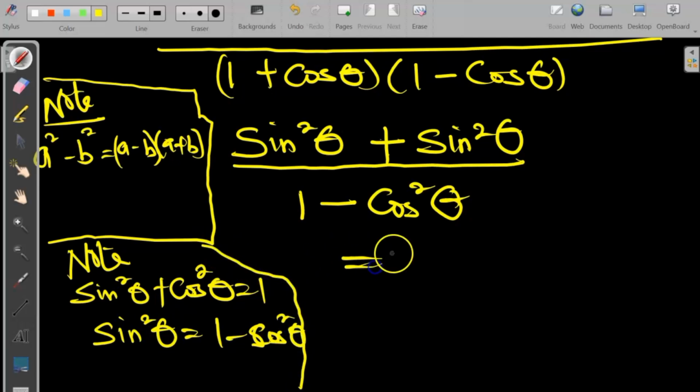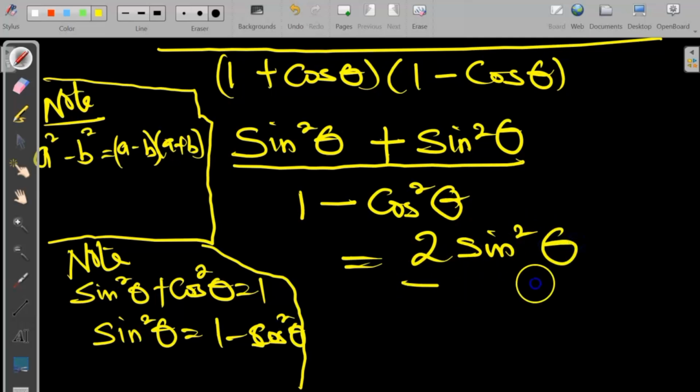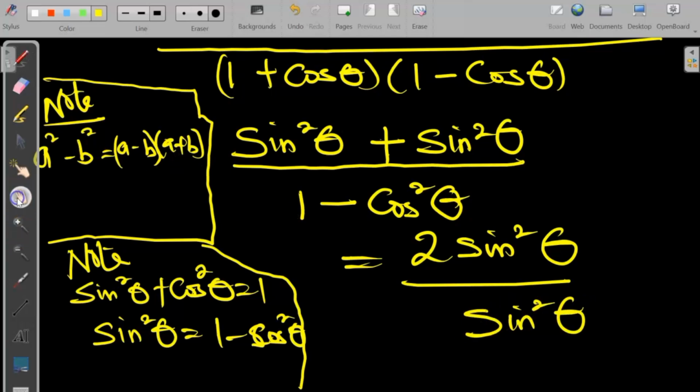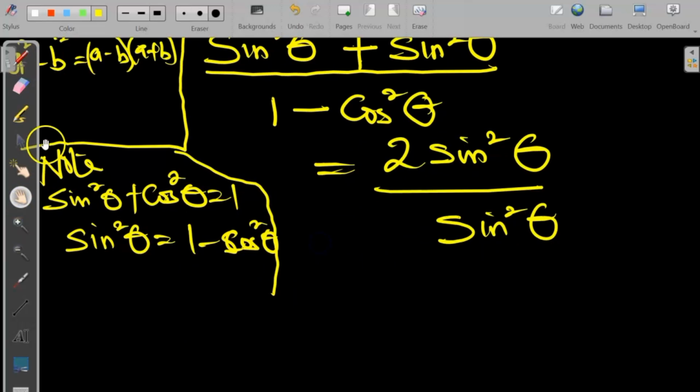So it means my numerator, we have sin squared theta plus sin squared theta. That gives us 2 sin squared theta over. Now, 1 minus cos squared theta is equal to sin squared theta. So we have sin squared theta in our numerator and denominator. So they cancel out. This sin squared theta cancels this sin squared theta, giving us 2.